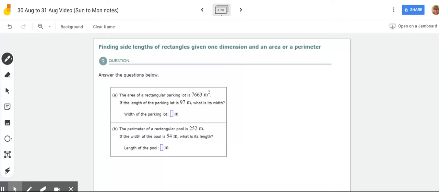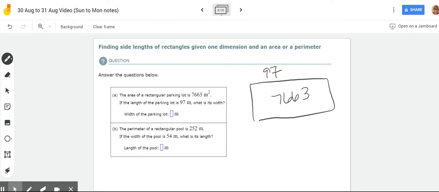Here's another one. Same thing. Area of a rectangle. So we start here, 7663. The length is 97. What is its width? So length times width equals area: 97 times W equals 7663. And solve to get your W.